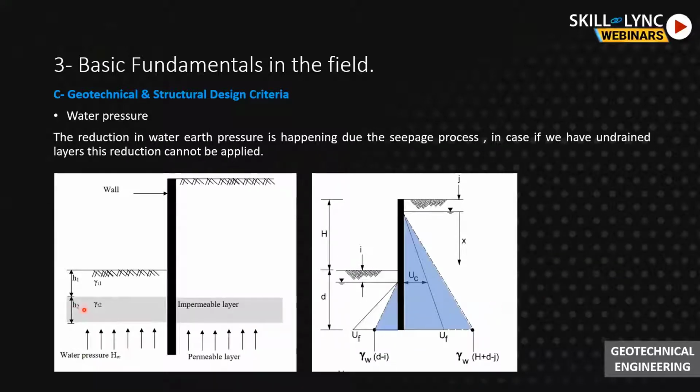Second case, if we have undrained layers, the permeability will be very low or not permeable at all. So no seepage will occur here, and the pressure will be full, gamma into H. There is no reduction applied for the water pressures on the retained side.